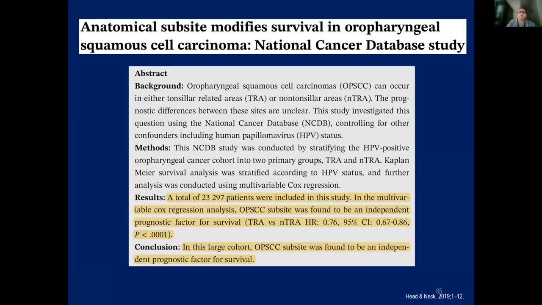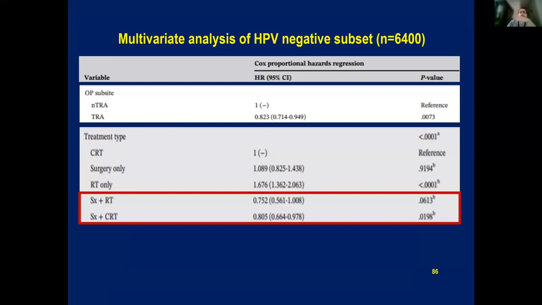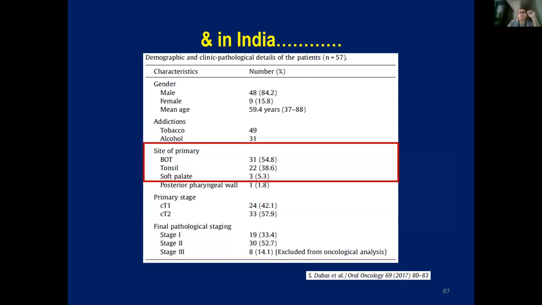And we do remember another thing from this large NCDB analysis, again, is that there is a difference in how different sites within the oropharynx also behave. And even there, especially in the HPV negative group, surgery or surgery followed by CTRT, again, there seems to be a statistically significant difference. And in India, we know that if you look at sites, it's base of tongue that is more common than tonsil or soft palate.